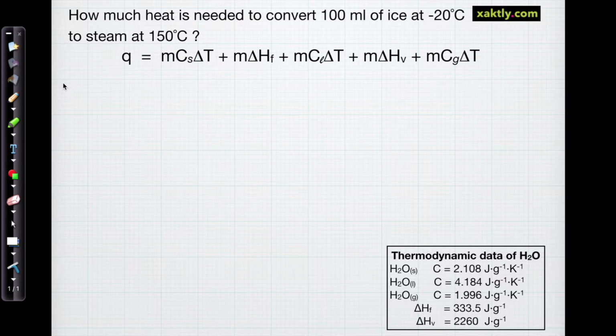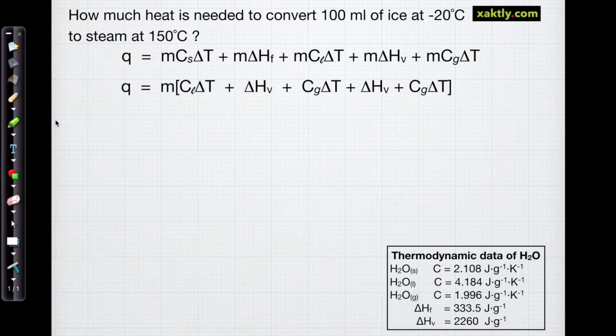Now each of the terms in this equation has mass in it, so we might as well factor that out to make things a little bit easier to manage. Then we'll just start plugging things in. Whoops, I don't have those labeled correctly. The first heat capacity or specific heat should be for the solid, and the second one should be for the liquid. There we go.